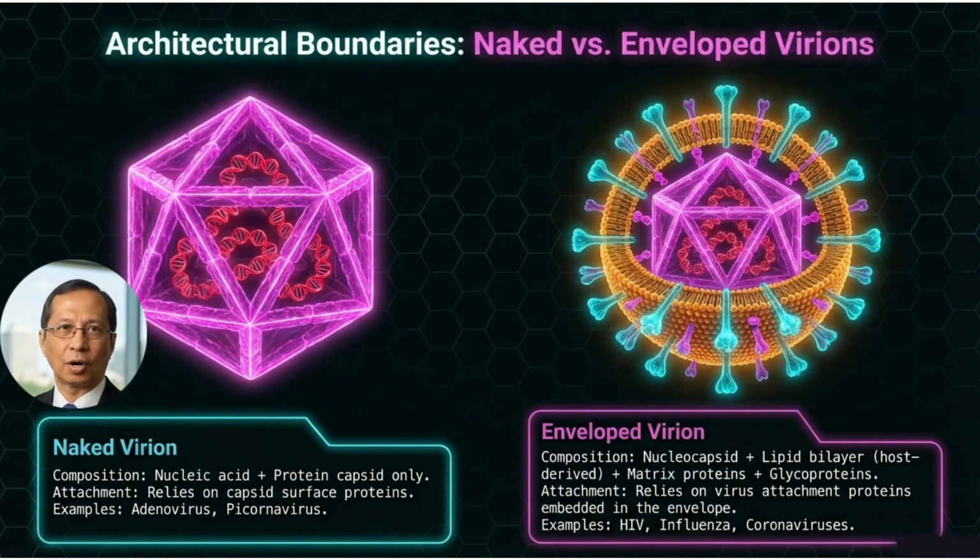Viruses exhibit diverse architectural boundaries, primarily categorized into naked and enveloped virions. A naked virion consists solely of nucleic acid and a protein capsid. Its attachment to host cells relies on these capsid surface proteins. Examples include adenoviruses and picornaviruses. In contrast, an enveloped virion possesses an additional lipid bilayer, derived from the host cell, along with matrix proteins and glycoproteins. These viruses use attachment proteins embedded in their envelope to bind to host cells. Well-known examples are HIV, influenza, and coronaviruses.